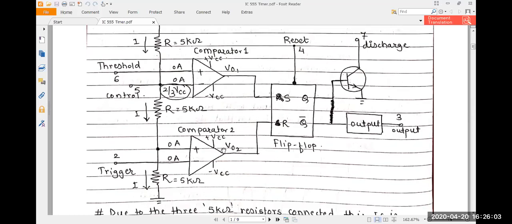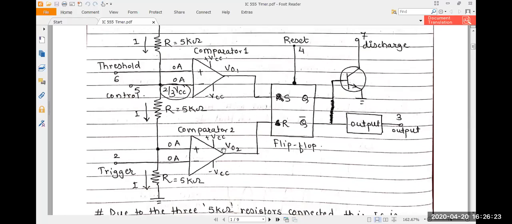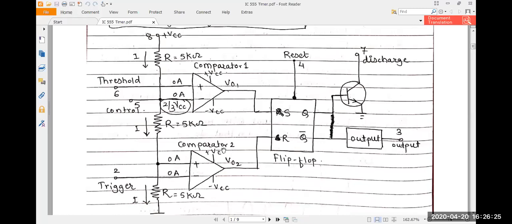Q bar is actually the output of the IC, and the Q output of the SR flip flop is connected to a transistor which is named as a discharge transistor. Now we'll see in the application of this IC 555 how this discharge transistor is being taken care of.